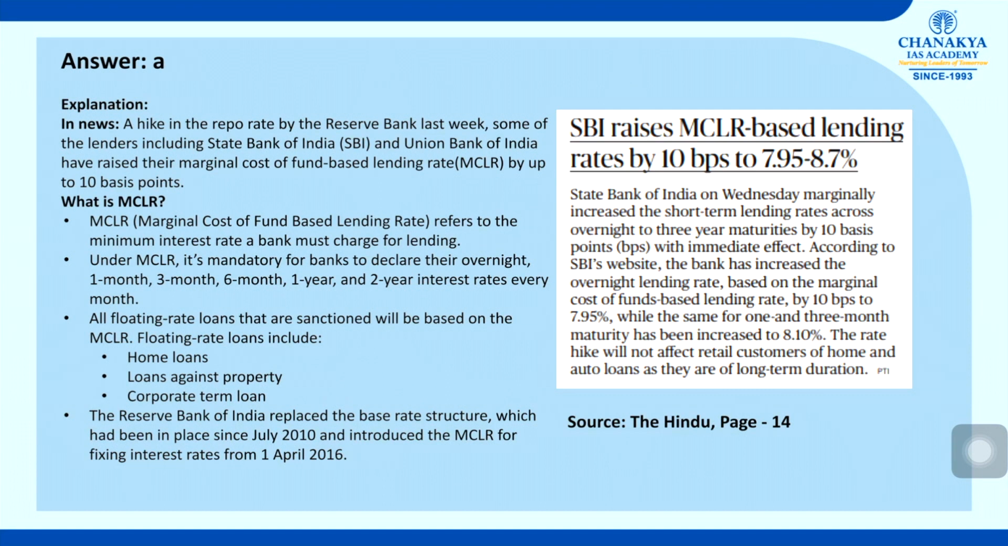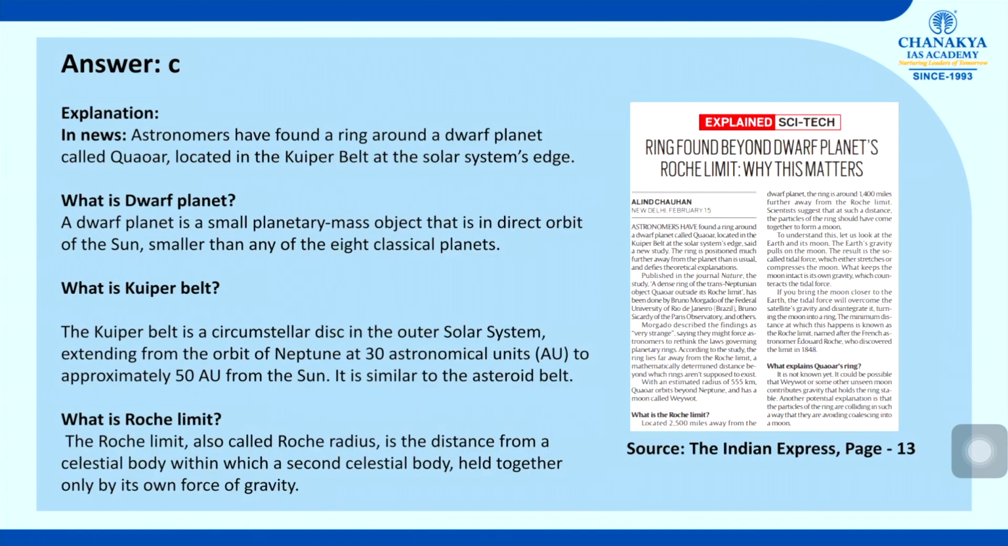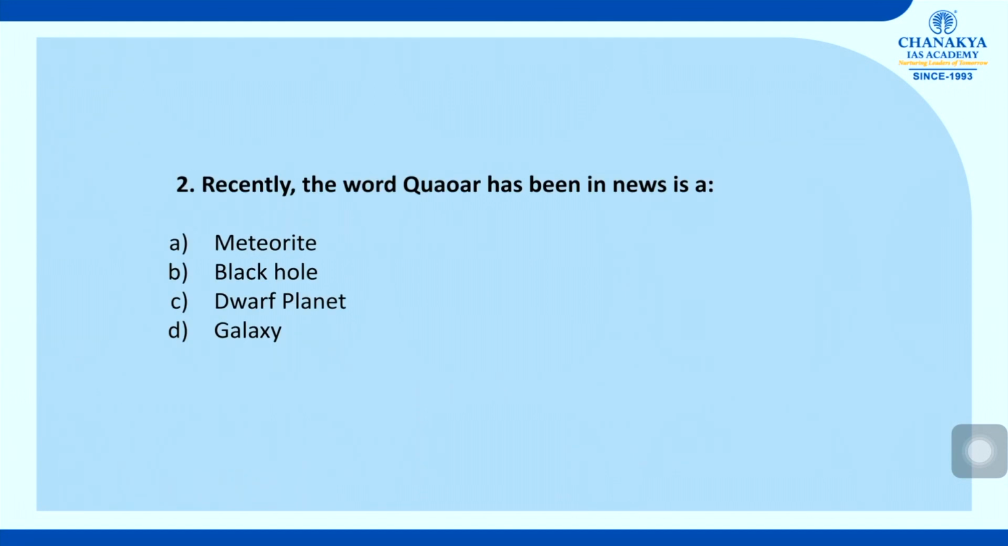Moving to the next question, question number 2. Recently, the word Quaoar has been in news. It is a, option A, meteoroid, option B, black hole, option C, dwarf planet, option D, galaxy. The right answer is option C, which is a dwarf planet.